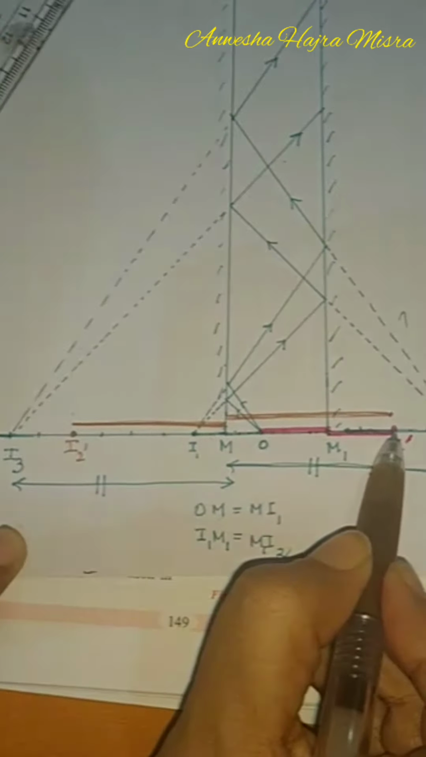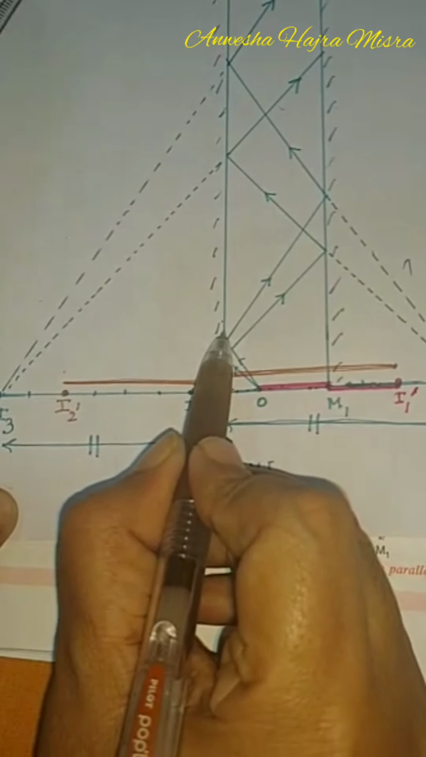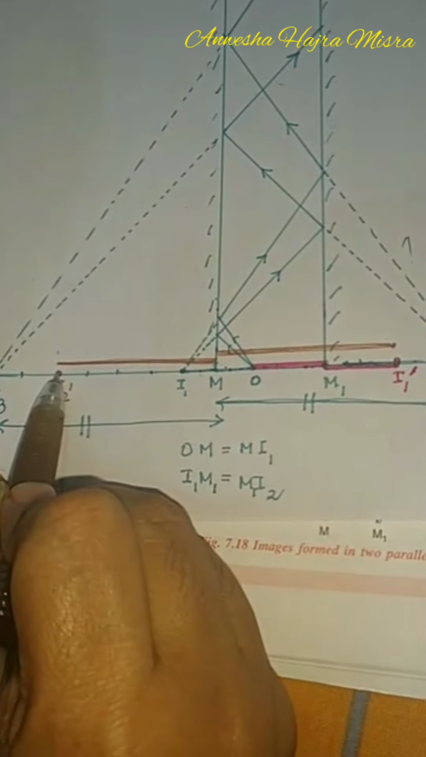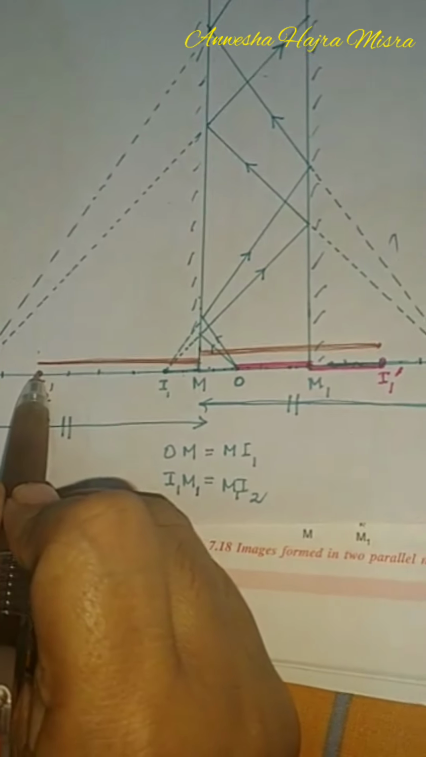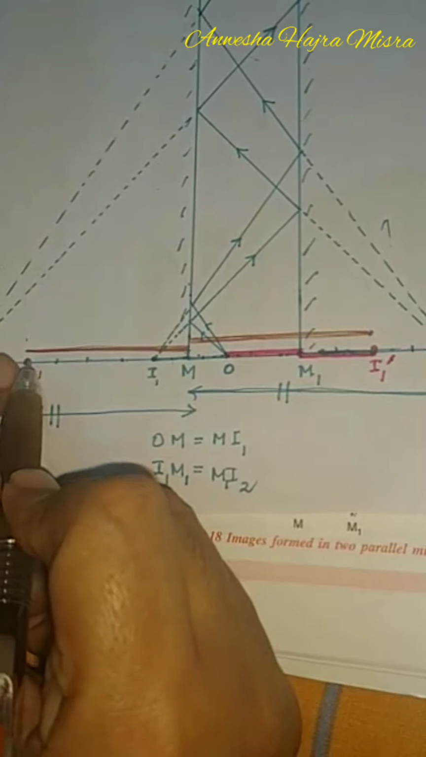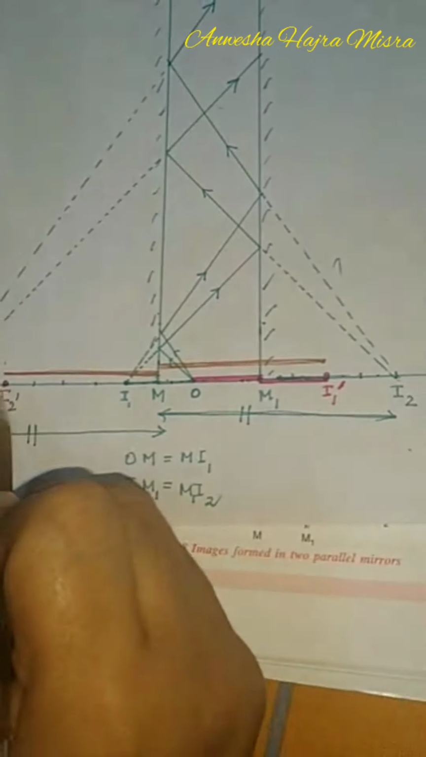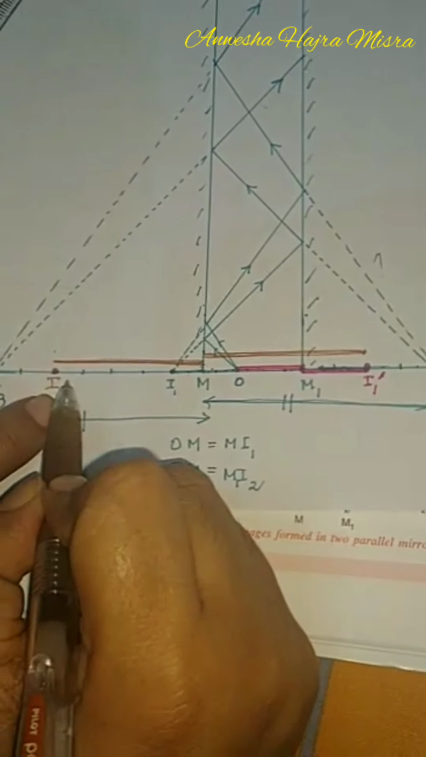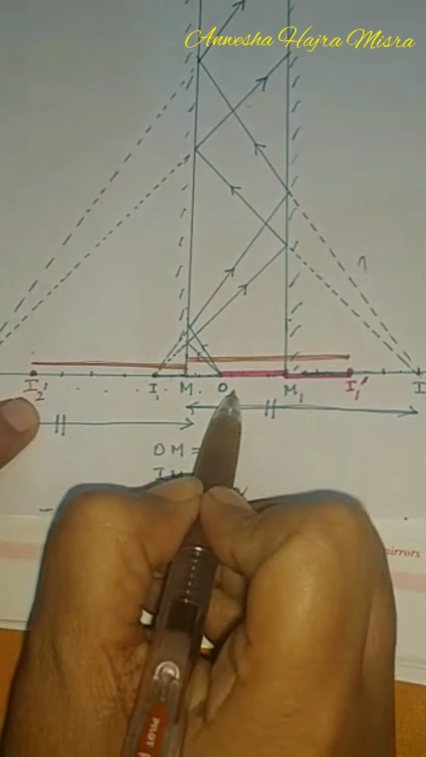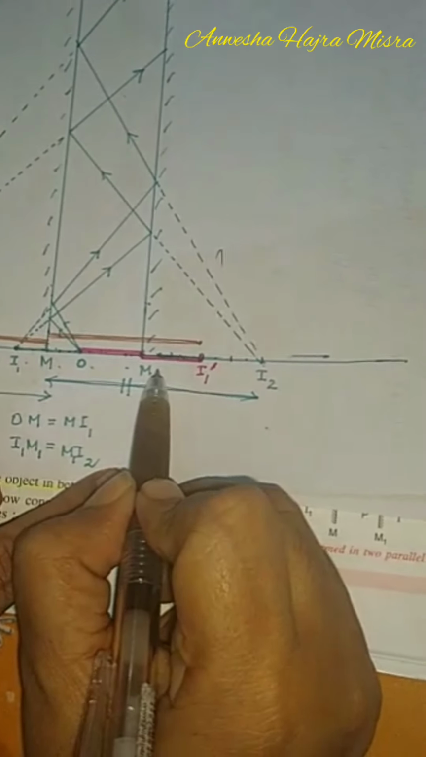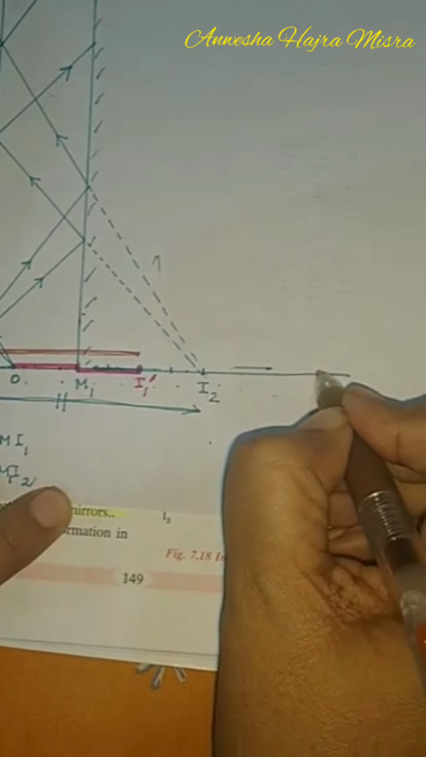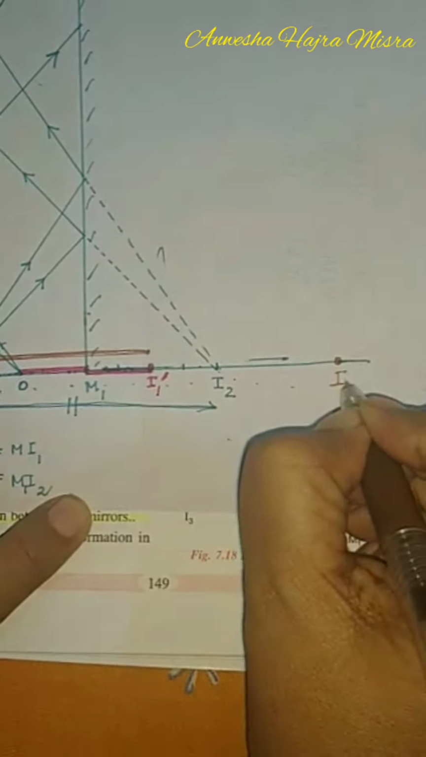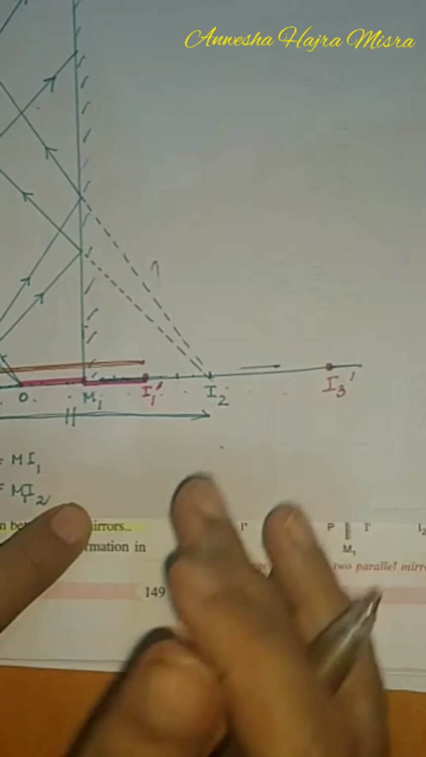So light will come from I1 dash, fall on this mirror, and equal distance behind, it will have I2 dash. Similarly, light will come from I2 dash, fall on this mirror. So how far is I2 from M1? 1, 2, 3, 4, 5, 6, 7, 8 lines. So the image will be 8 lines behind. 1, 2, 3, 4, 5, 6, 7, 8. Here you will have the third image I3 dash. So this will continue forming numerous number of images.